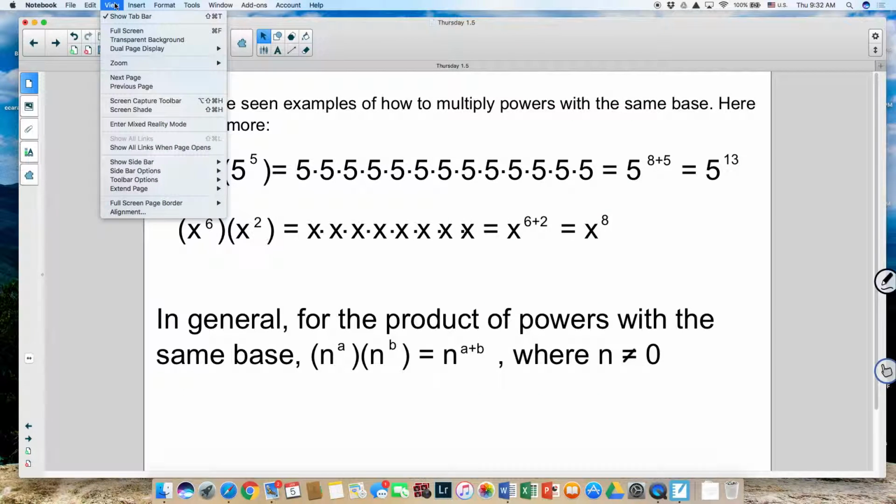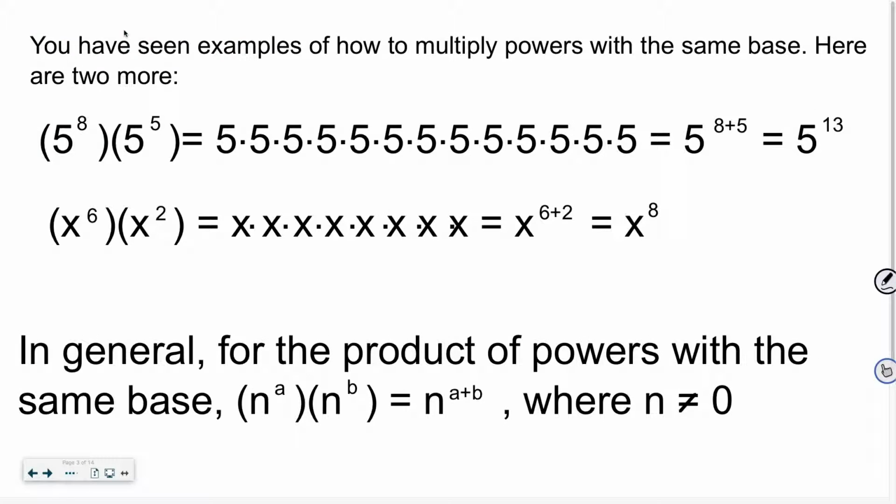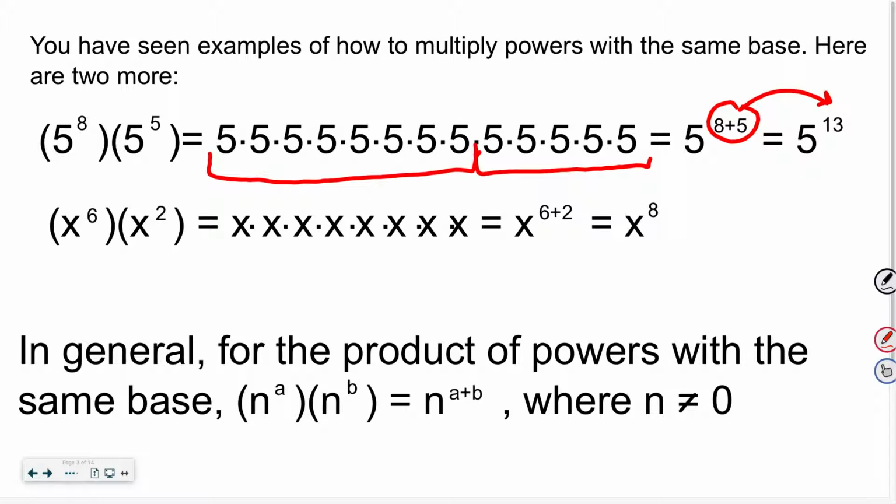Okay, so yesterday we talked about multiplying powers with the same base. We broke out scenarios like this, 5 to the 8th times 5 to the 5th. We actually have 5 to the 5th times 5 to the 8th is really the same thing as 5 times itself 13 times. So that rule that we talked about was adding the exponents if we had the same power.